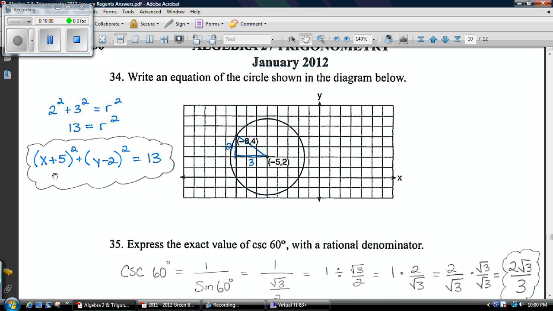And remember, the equation for a circle is x minus h squared plus y minus k squared equals r squared. Our r squared is 13. It goes right here. Our x-coordinate, our h, is -5. So x minus -5 is x plus 5. Y minus k, y minus 2. There we go, right there. That's our equation for a circle.